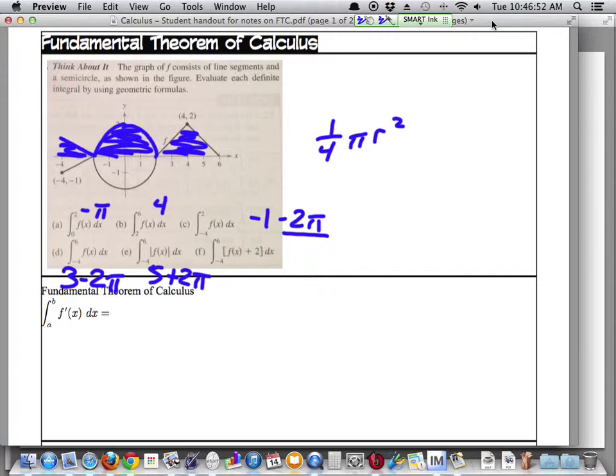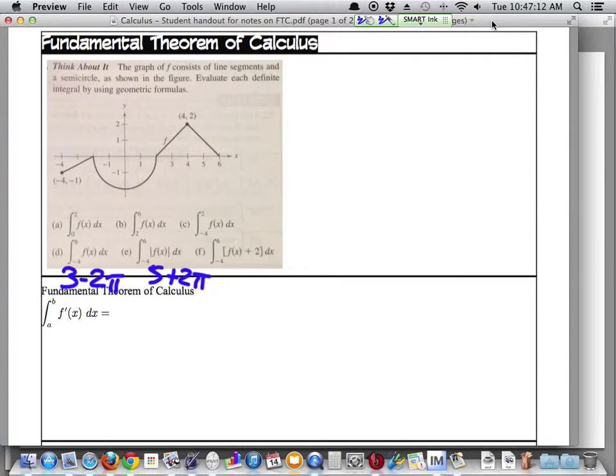I know this area right here is 2 pi, I know this is 1, and I know this is 4. And when I add all that together, that gives me 5 plus 2 pi. Okay, so it takes everything and you're adding it instead of subtracting it. All right, then the last one.